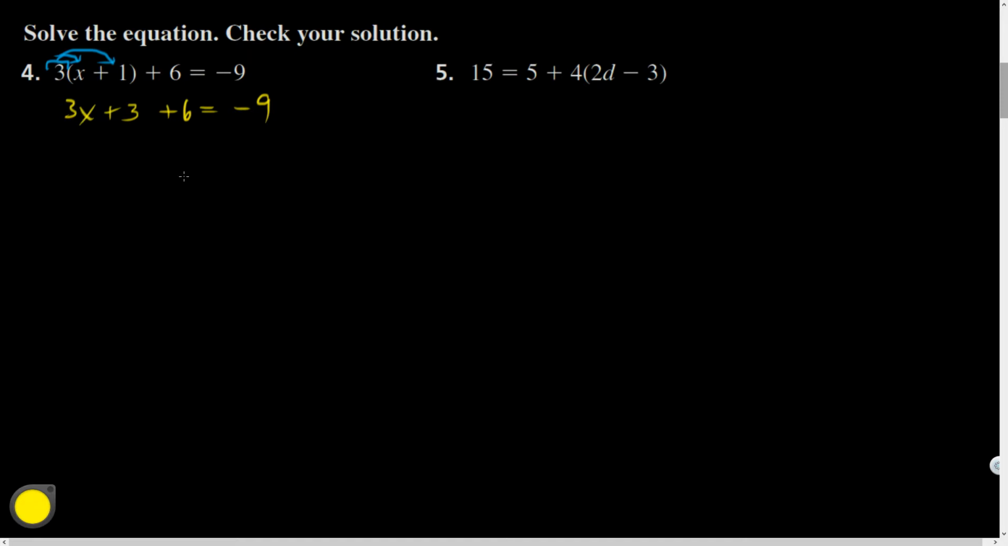What's the next thing I can do? Add 3 and 6. Why? Because those are like terms. All right, so I'm going to have 3x. What's 3 plus 6? Yeah, that's 9 equals negative 9. I'm trying to keep my equal signs lined up, not doing the best job at it, but I want to keep my work organized. All right, how do I get x by itself?